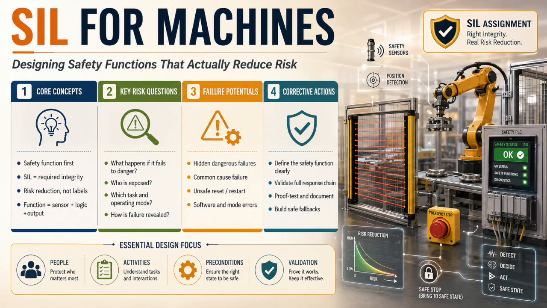Mode selection is another major failure point. Automatic mode, manual mode, setup mode, teach mode, cleaning mode, maintenance mode, reduce speed mode, jog mode, bypass mode. Each mode changes the risk. A machine that is safe in automatic mode may be unsafe in setup mode. A safe speed function that looks good on paper may be dangerous if speed is not actually validated. A bypass may be acceptable during controlled maintenance, but unacceptable if it remains active during production. A mode selector may itself become safety related if it changes which safeguards are active. So treat modes with discipline.